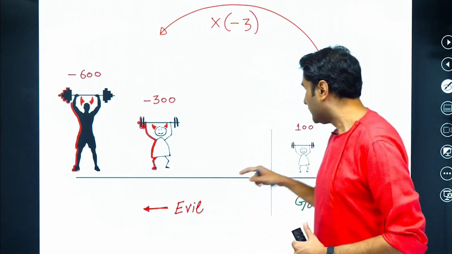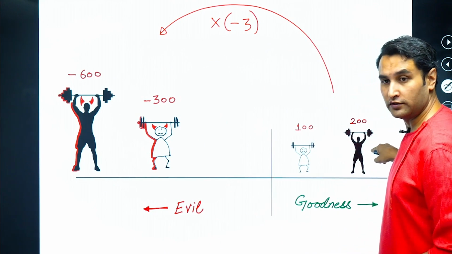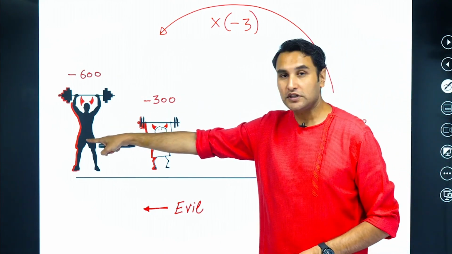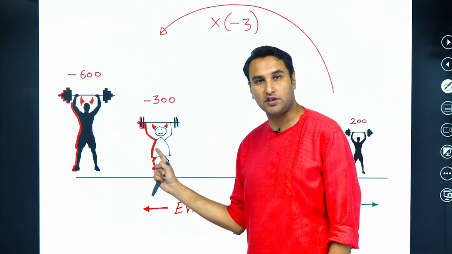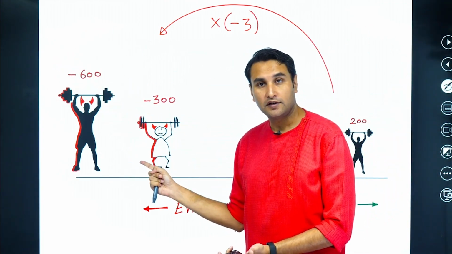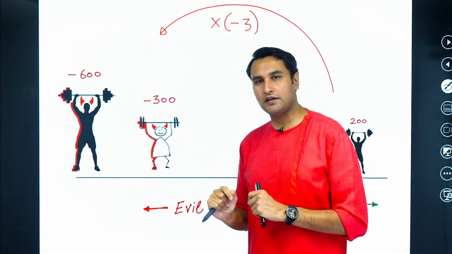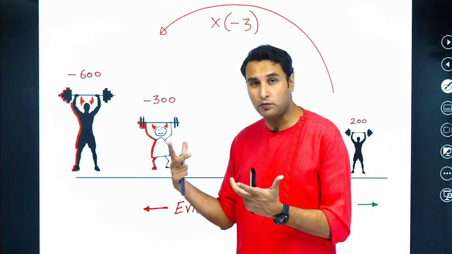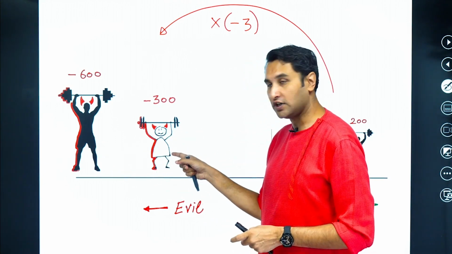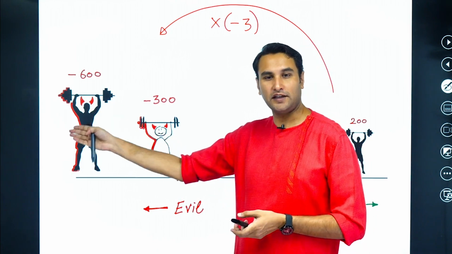What happens now? Mr. Strong, who was actually good earlier, now has become evil. Much more evil as compared to Mr. Shaky, who has also become evil, right? But comparatively, who is better? Who's better? Mr. Strong now is so much more evil. Actually, Mr. Shaky is better off than him, right?